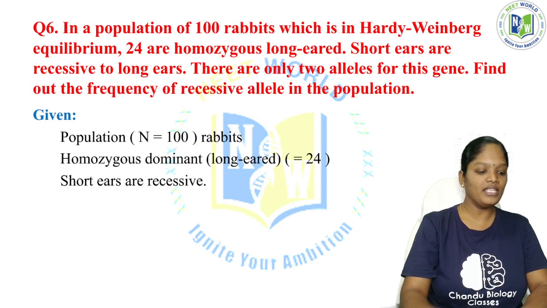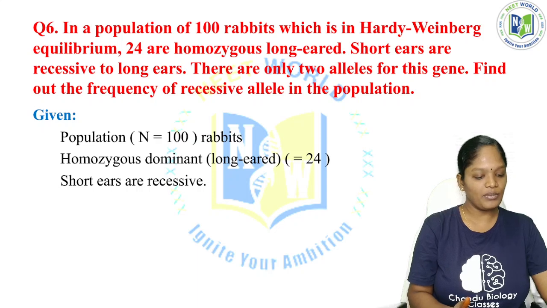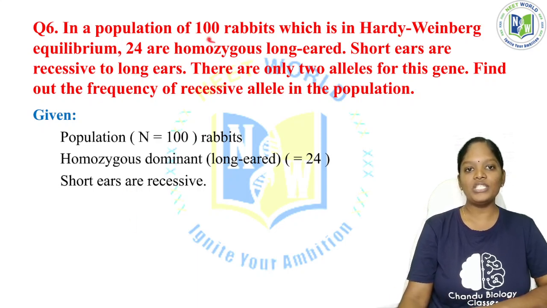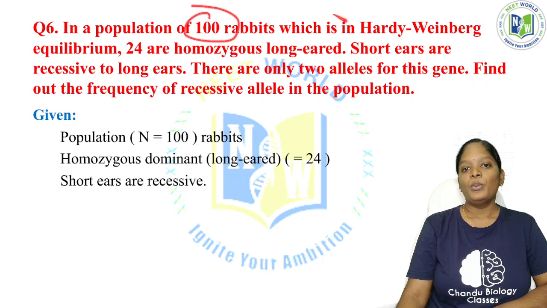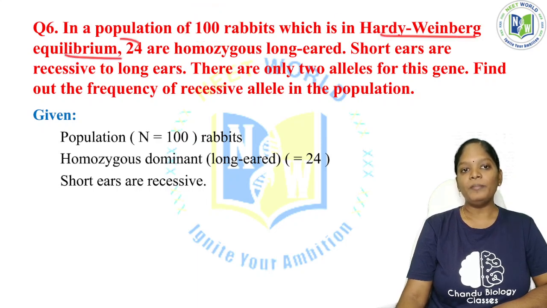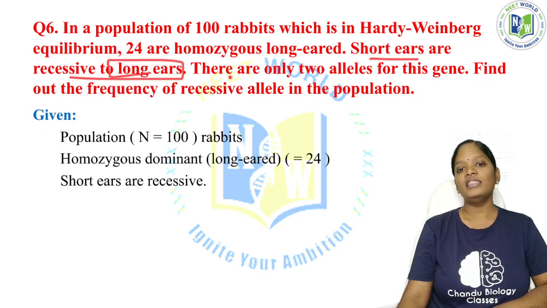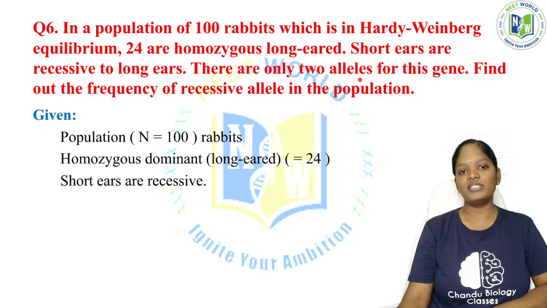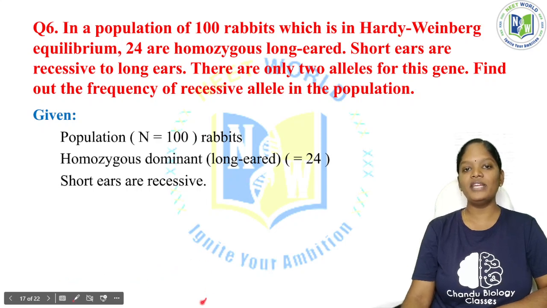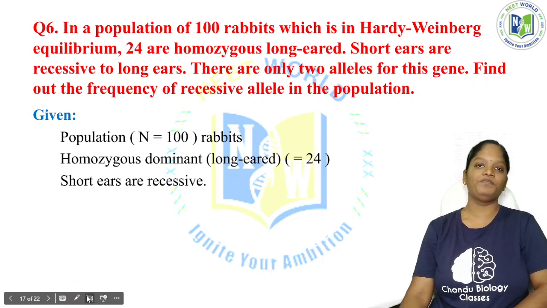Now comes another important question, that is the 6th question. In a population of 100 rabbits, which is in Hardy-Weinberg equilibrium, 24 are homozygous long-eared, and short ears are recessive to long ears, and there are only 2 alleles for this gene. Find out the frequency of the recessive allele in the population.